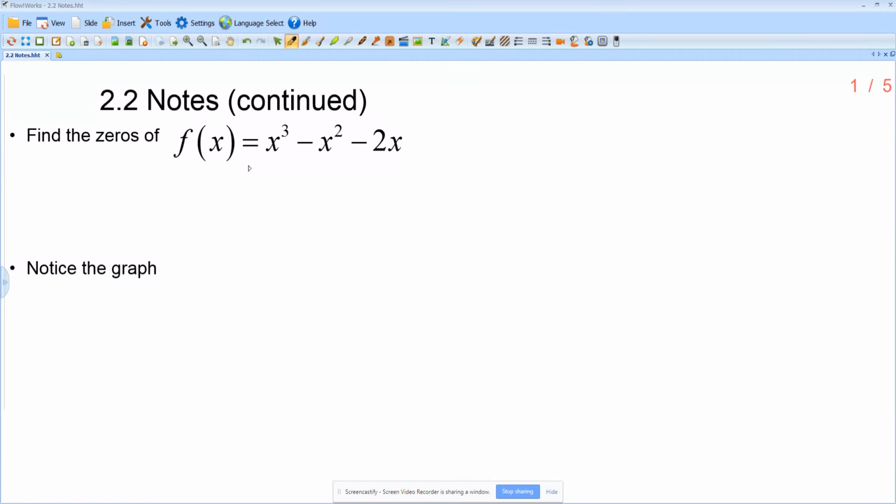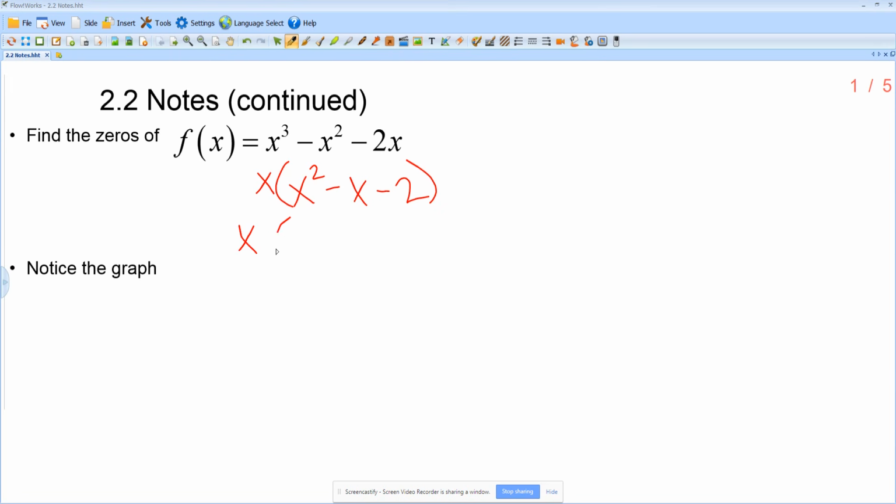Find the zeros of f of x equals x cubed minus x squared minus 2x. So if I'm finding the zeros, what I want to do is factor this so that I can set each one of those factors equal to 0. Looking at this, the first thing I see is I can take out an x. When I greatest common factor an x out of this, I get x squared minus x minus 2. After that, this is trinomial factorable.